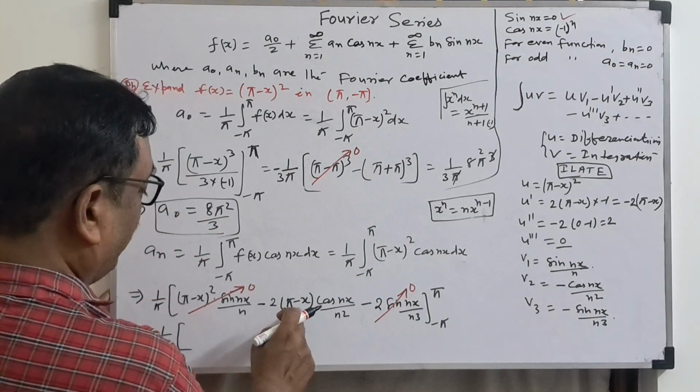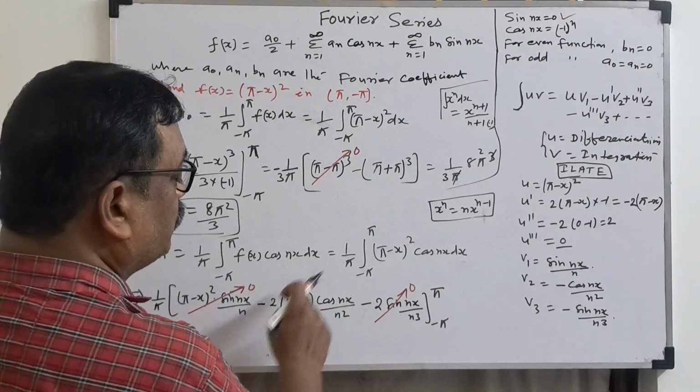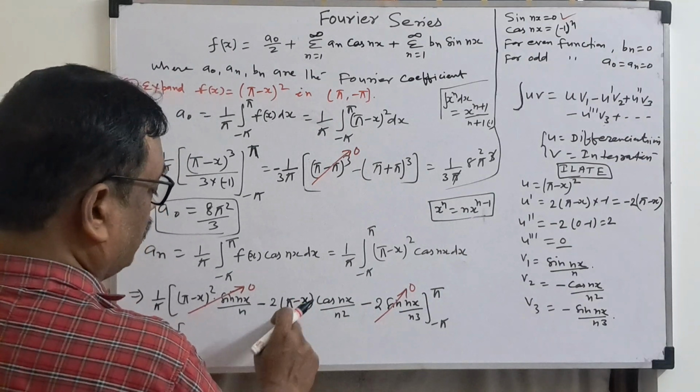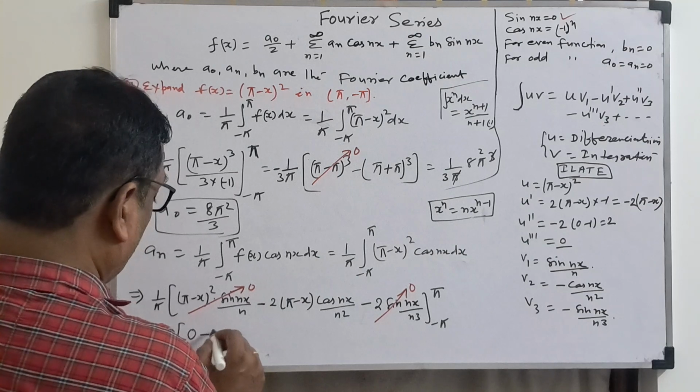So what is there? Minus pi. What will the first term come? The first term will come 0. Why? Because pi minus pi is 0. So this term will be 0. So write 0, then upper limit minus lower limit.